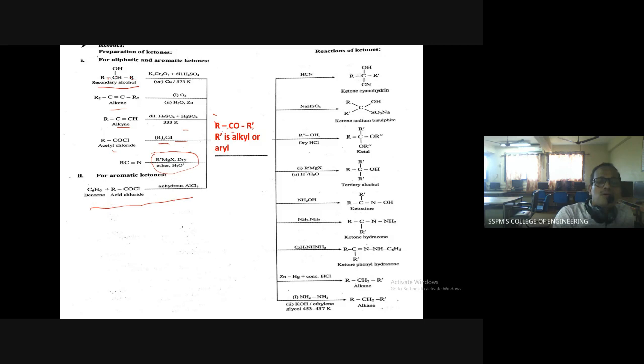So you have to do Friedel-Crafts reaction. Friedel-Crafts acylation करायला लागेल. What is that reaction? Benzene plus RCOCl means acid chloride. Acid chloride plus benzene will give you aromatic ketone. म्हणजे इथे काय आहे तुम्हाला सांगतो मी.